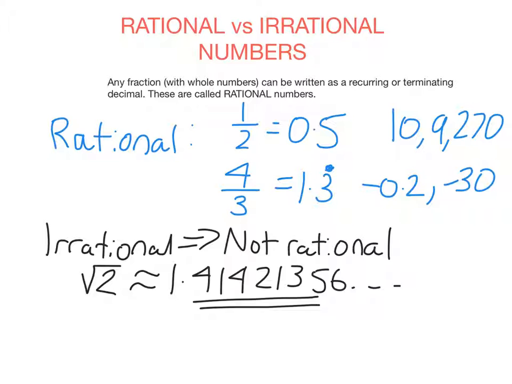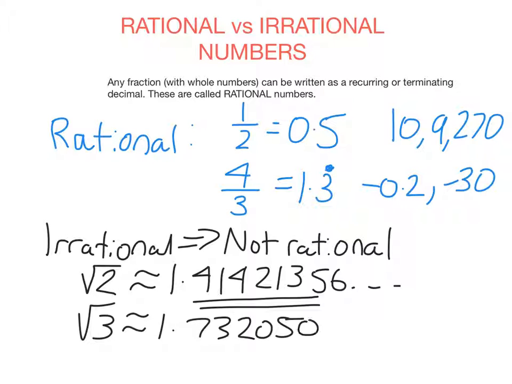So another example of an irrational number would be the square root of 3, because if you put that on your calculator, you will also again see that there is no way to write it as a terminating or recurring decimal. So root 3 is approximately 1.73205008, and it goes on forever. Again, goes on forever, no pattern, therefore it is an irrational number.